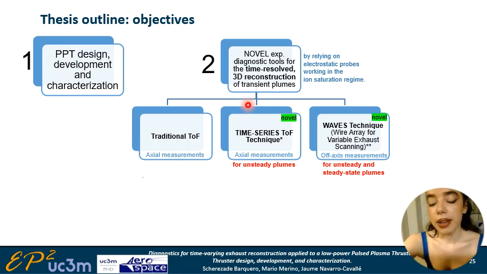But before entering into details of them, let's explain a basic thing about typical plasma measurements with electrostatic probes working in the ion saturation regime. And for that, we will take an example of a Langmuir probe.